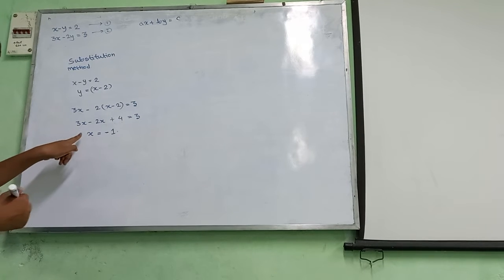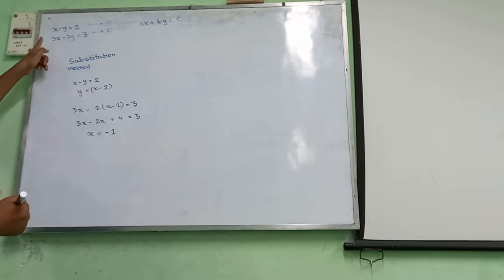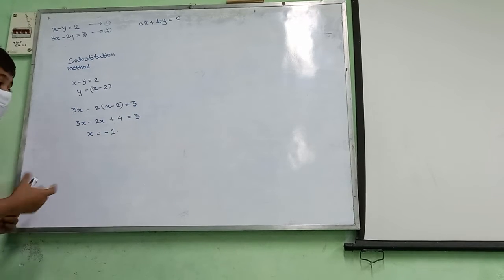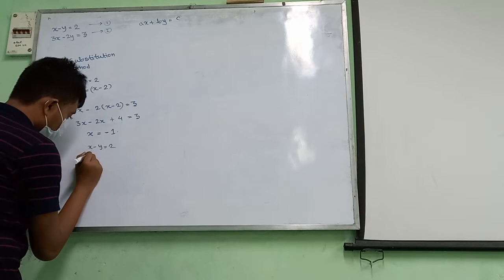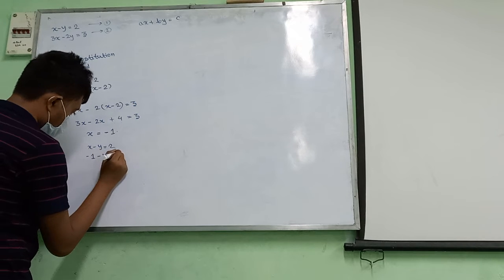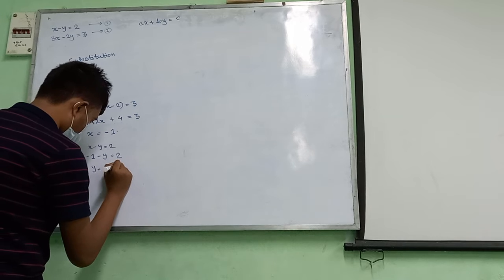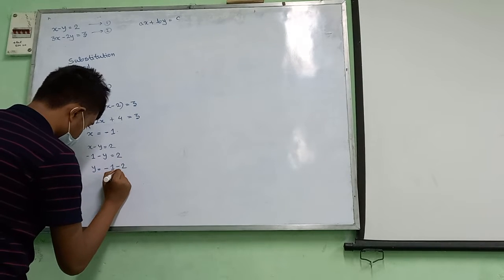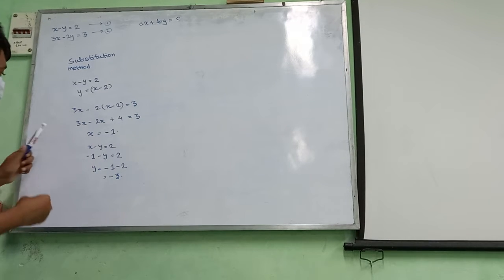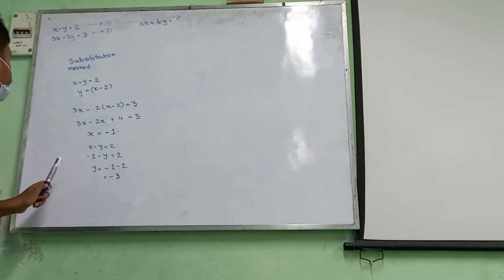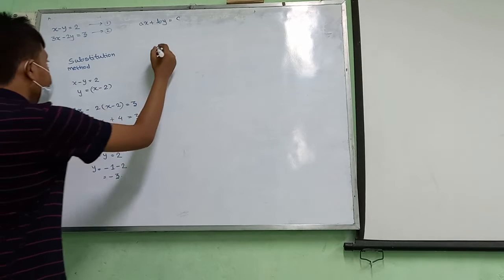Now we can substitute the value of x into either of these two equations. Let's choose the first equation, which looks easy. After substituting the value of x, we get y. So now we are able to find the value of x as well as y from both these linear equations. Now let's talk about another method, which is the elimination method.